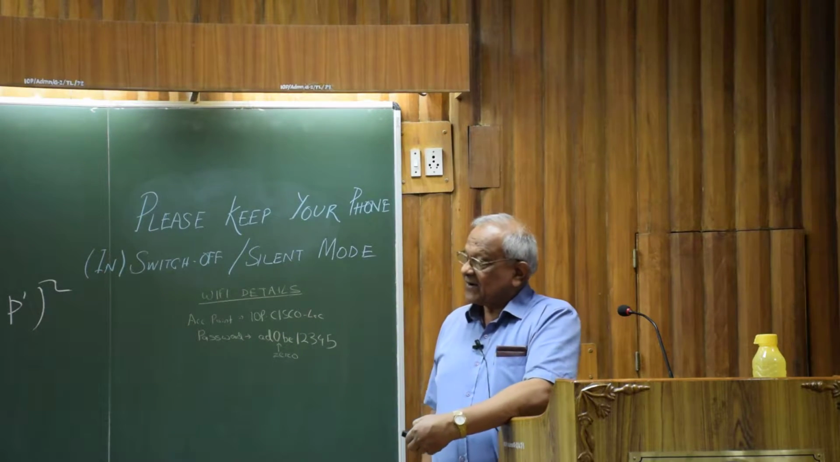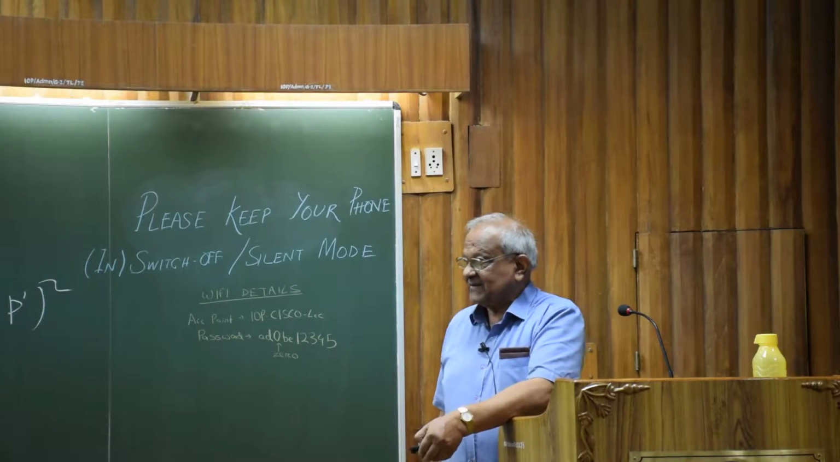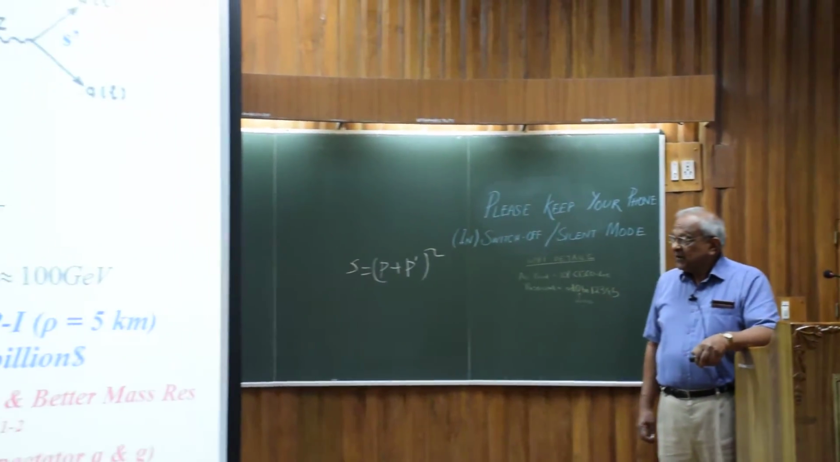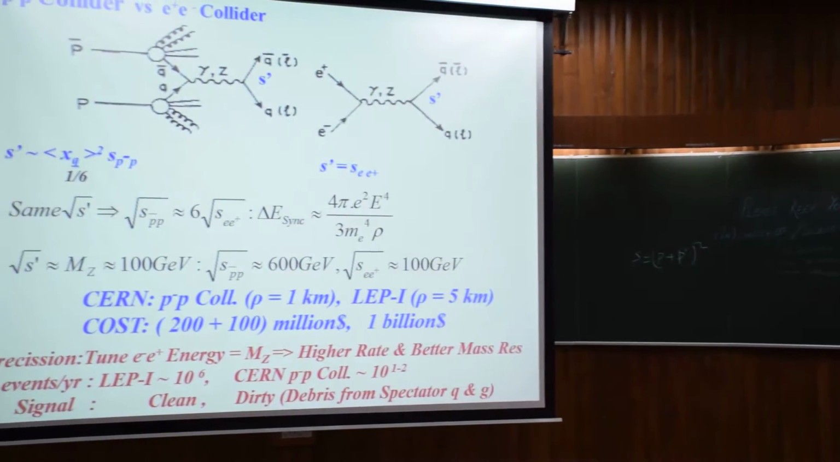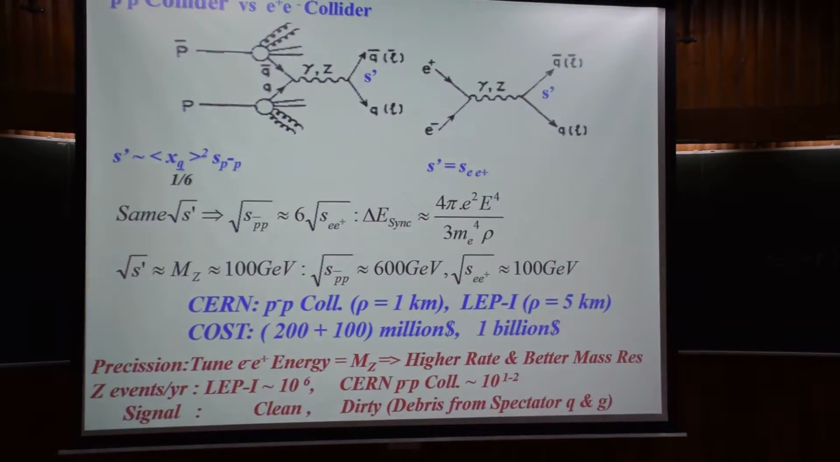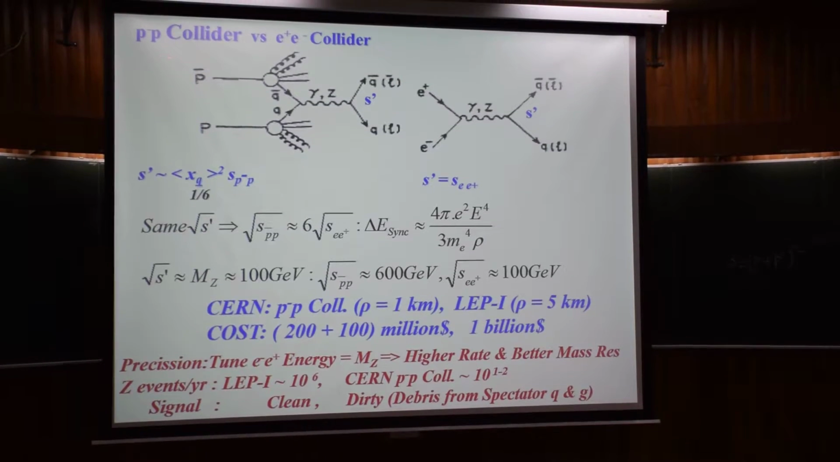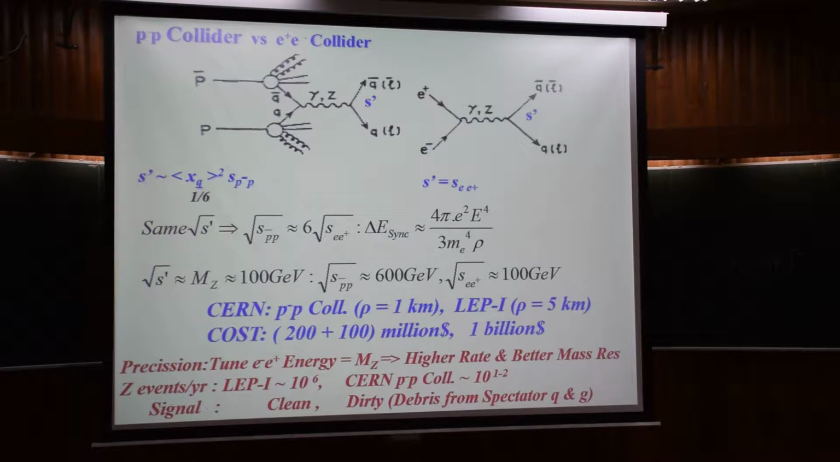Okay, the corresponding advantage of the electron-positron machine is one of precision. You can tune the electron-positron energy to be at the rest mass energy of the Z boson you want to produce. Okay, you can tune the proton-antiproton center of mass energy, but you cannot tune the quark-antiquark center of mass energy, okay, because their energy is always distributed. Okay? So that means in an electron-positron collider, you can have much higher rate and a better mass resolution. In fact, LEP one produced something like 1 million Z boson events per year, compared to only a few dozen at the CERN p-pbar collider.